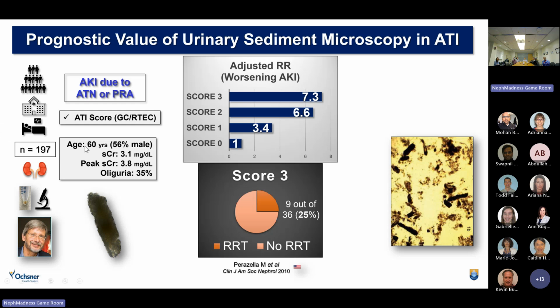Now, on that box here of RRT, it's important to note that although finding more casts in the urine carried a greater risk of RRT, only a quarter of the patients who had scores of 3 required dialysis. So it's not to say that if you see an abundant amount of casts, the risk is like 80%, nothing like that. It's just way higher than if you don't have them.